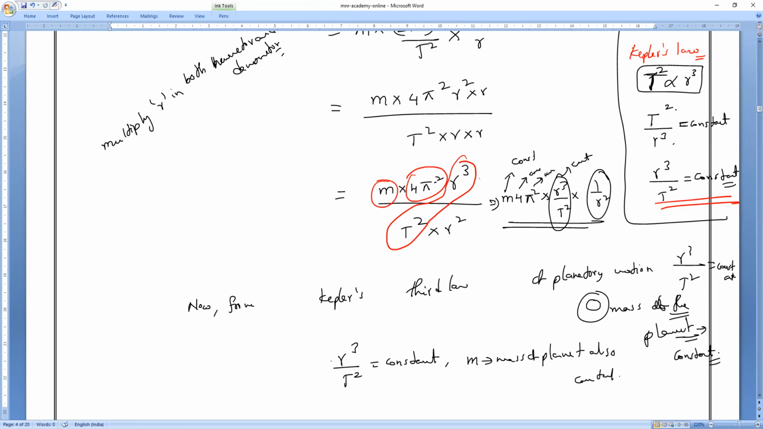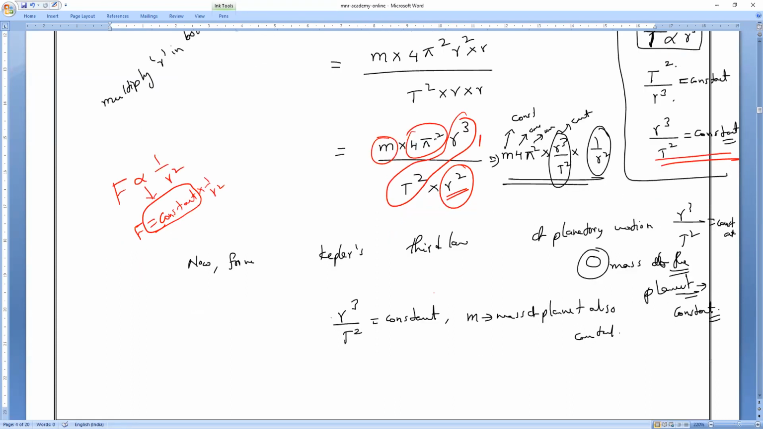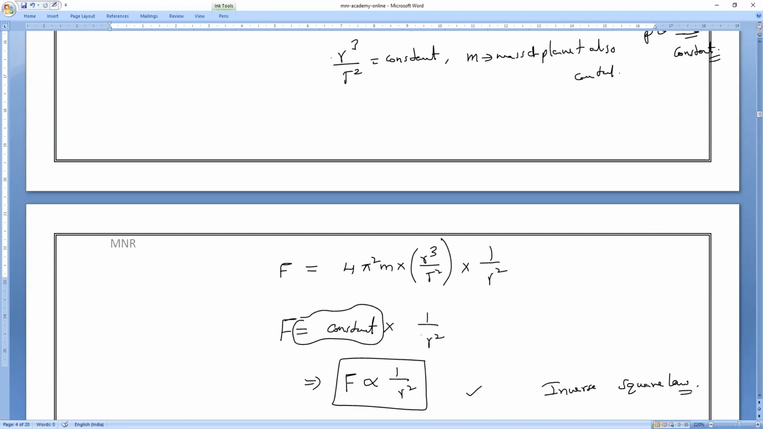So what else is remaining? Only 1 by r square is left. So F is directly proportional to 1 by r square. If you want to remove the proportionality, F is equal to constant into 1 by r square. So that is what I am writing here. We have this step now. I am writing the reverse step. So F is equal to constant into 1 by r square. That is all I can write.